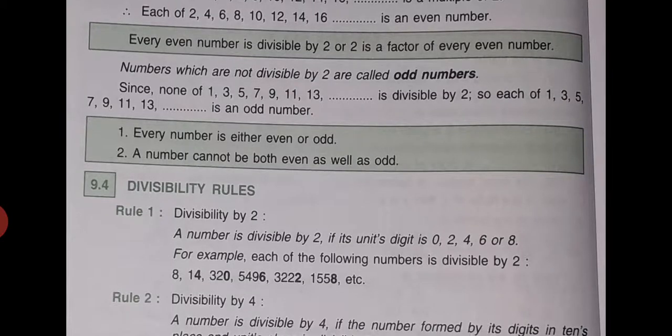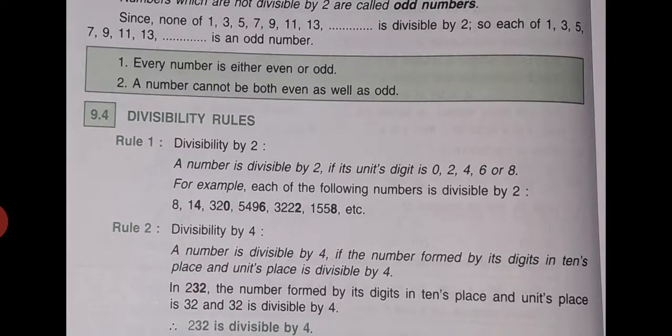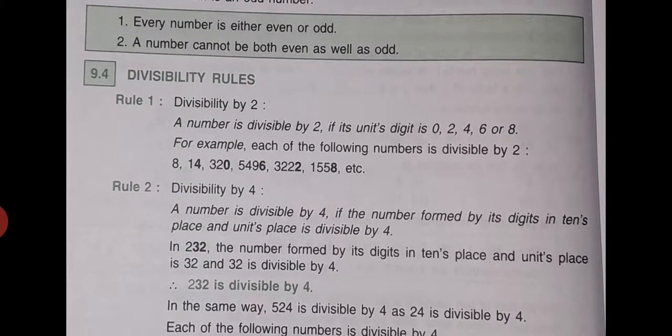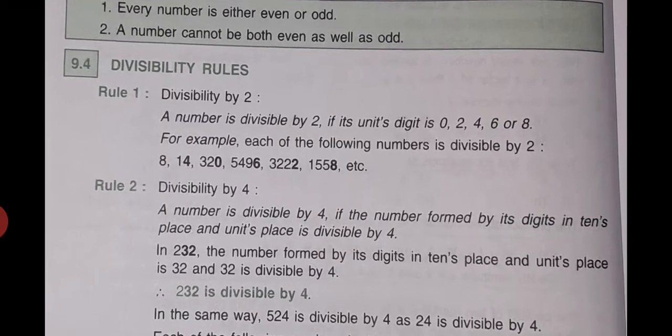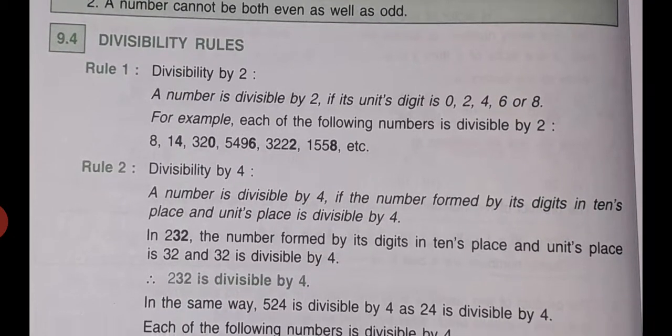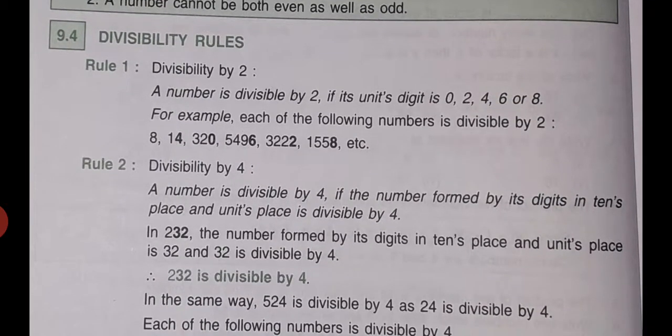Now, today our topic is divisibility rules. Today we are going to discuss some rules of divisibility. The first rule says a number is divisible by 2 if its units digit is 0, 2, 4, 6 or 8.